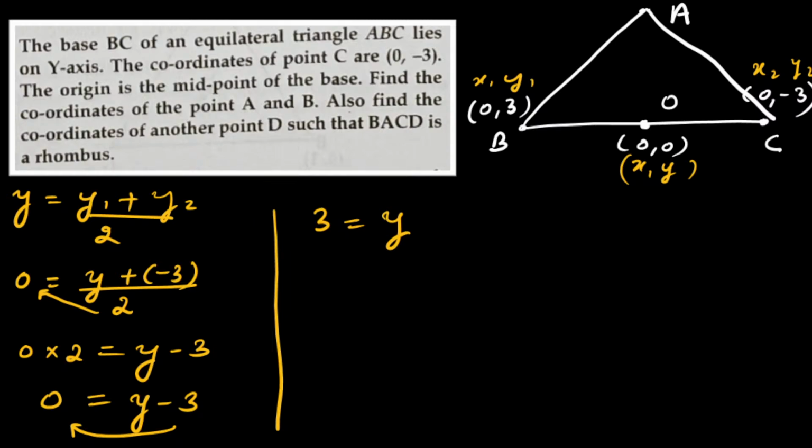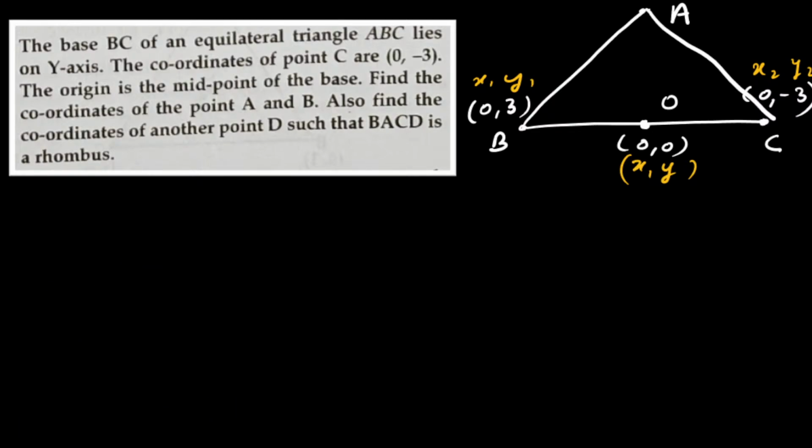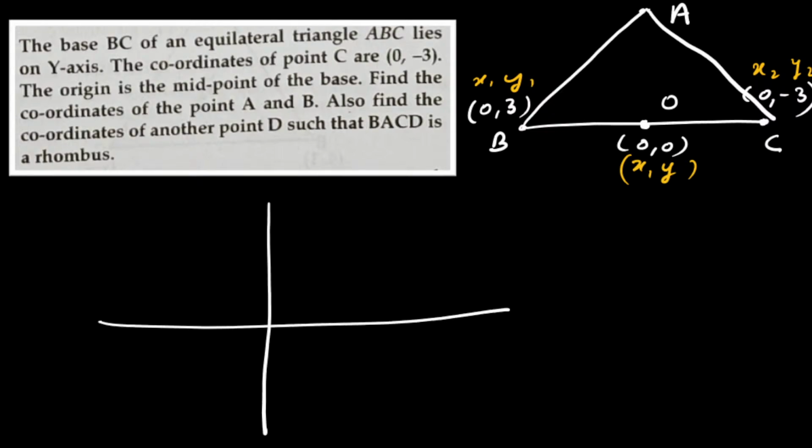B's coordinates are done. We have found the coordinate of point B by using the midpoint formula. So I'll just show you one thing here. Now A's coordinates we have to find. If the origin is a midpoint, the triangle will be something like this. Centroid we don't have to find. You have to imagine the things a little bit as well. It's an equilateral triangle. If possible, you draw the figure, no problem here.